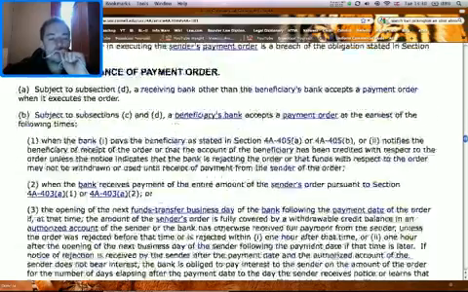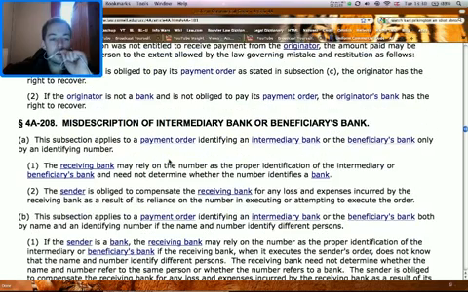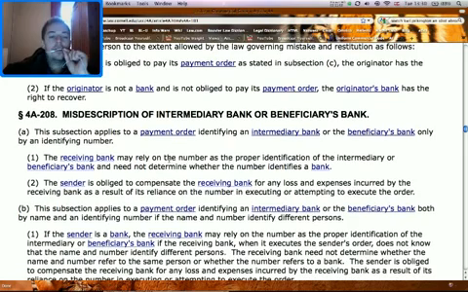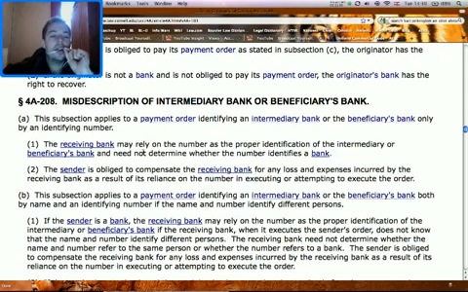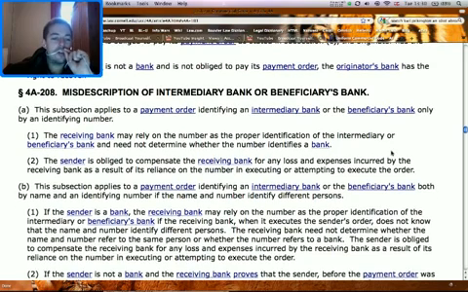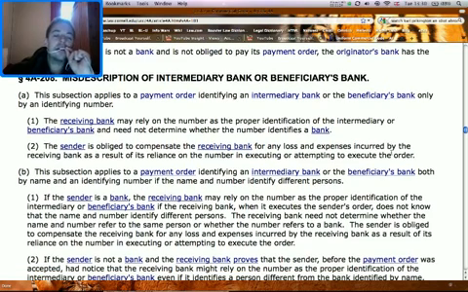4A-208. Misdescription of intermediary bank or beneficiary's bank. This subsection applies to a payment order identifying an intermediary bank or a beneficiary's bank only by an identifying number. The receiving bank may rely on the number as the proper identification of the intermediary or beneficiary's bank and need not determine whether the number identifies a bank. The sender is obliged to compensate the receiving bank for any loss and expenses incurred by the receiving bank as a result of its reliance on the number in executing or attempting to execute the order.